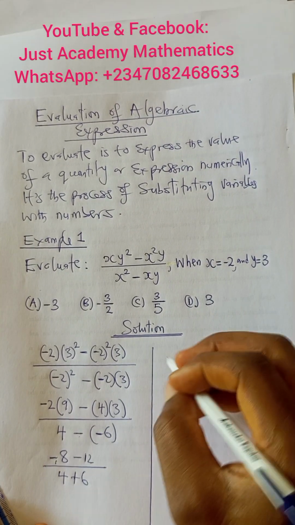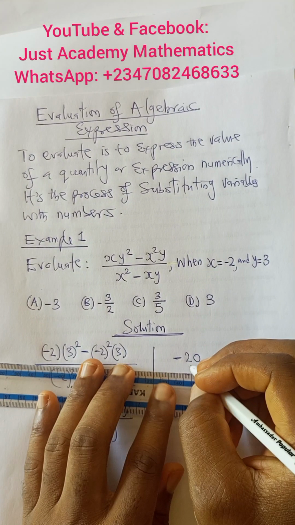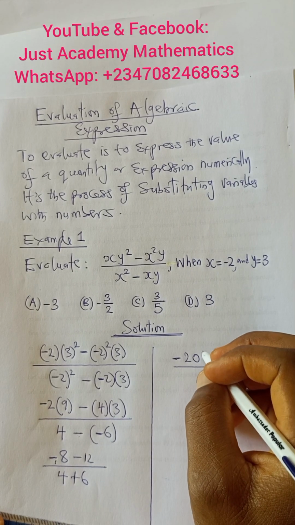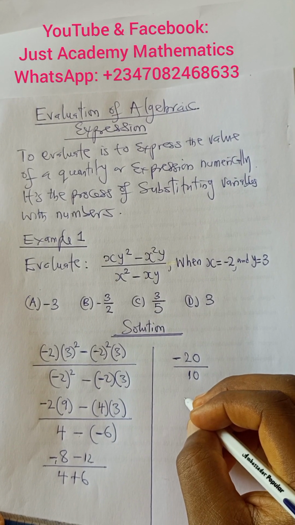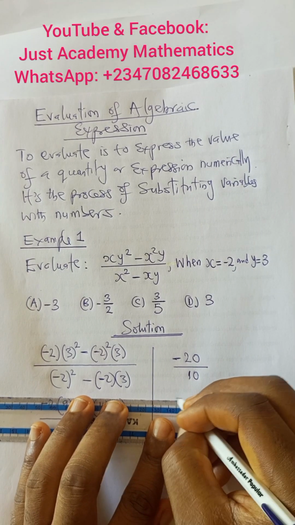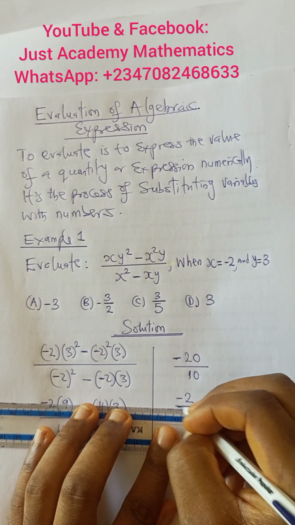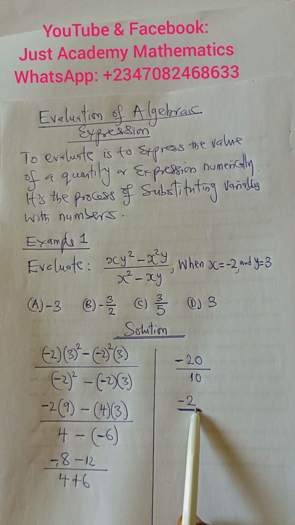So in other words, we have that the answer will be what? -8 minus 12 is what? -20 over what? Over 10. So the answer to this question is actually -2. Unfortunately, the options are wrong. Probably I didn't copy the correct option. There is no -2 here. So that should be a mistake.